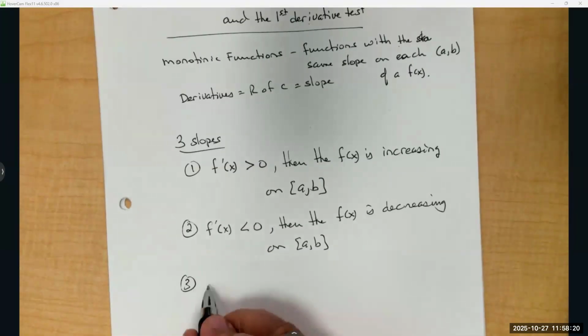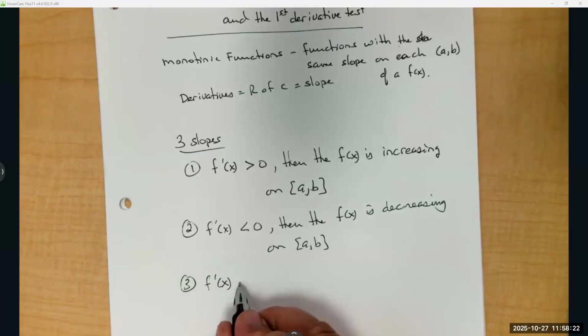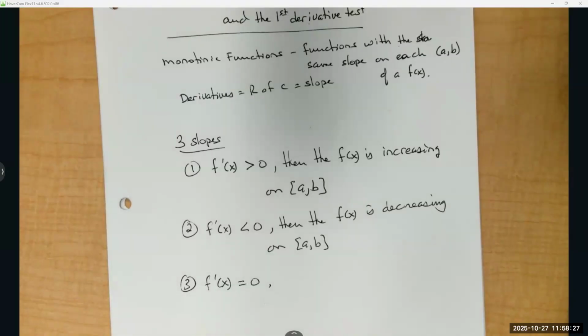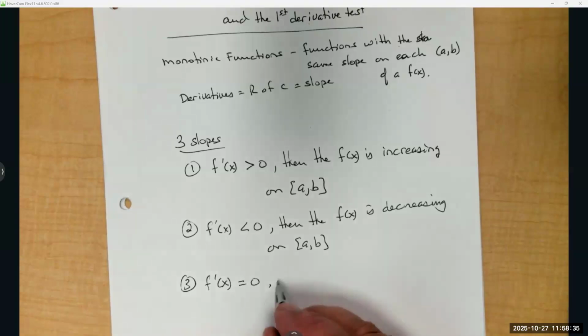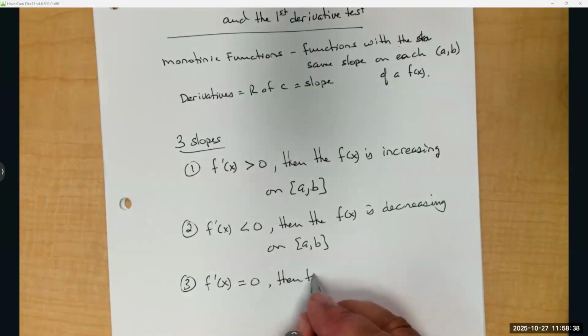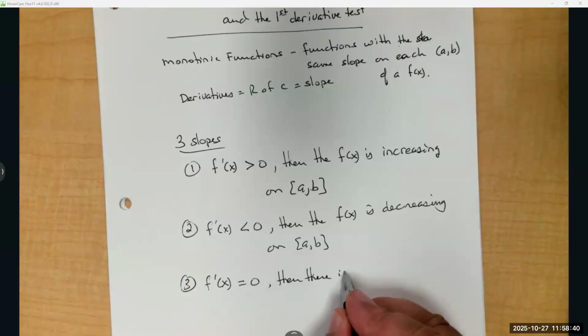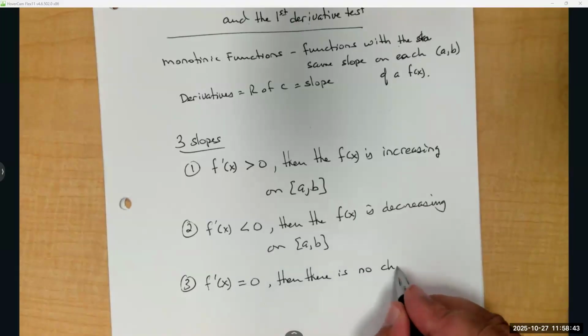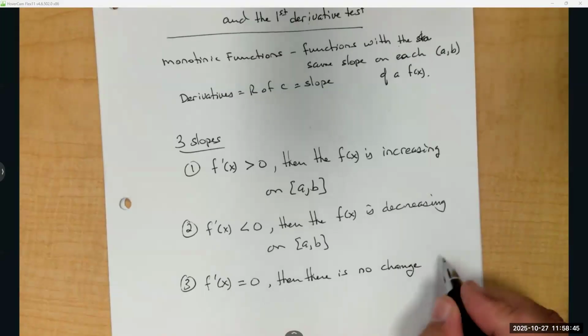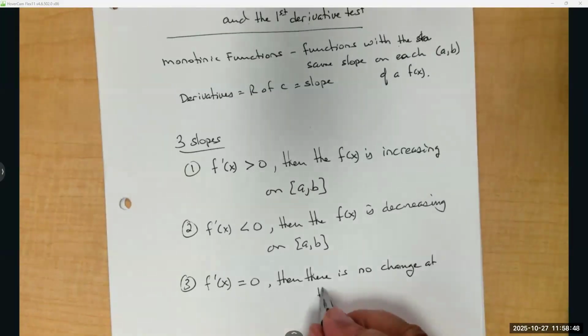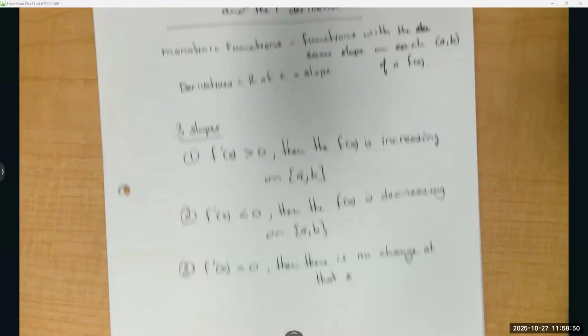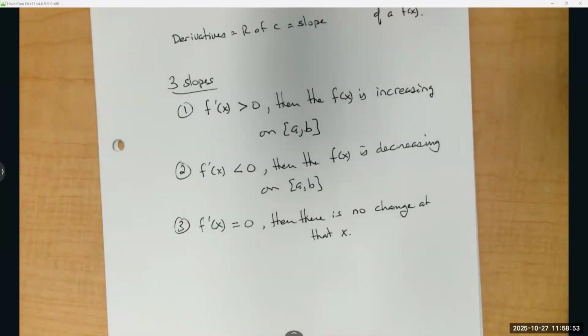And the third one is if the slope is equal to 0. What's happening there? Nothing's happening, because there is no slope at that point. Then there is no change at that x, because the slope is 0 at that point. It's a horizontal line. It's the vertex.